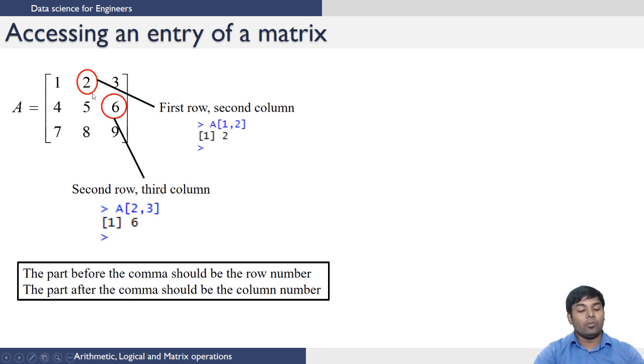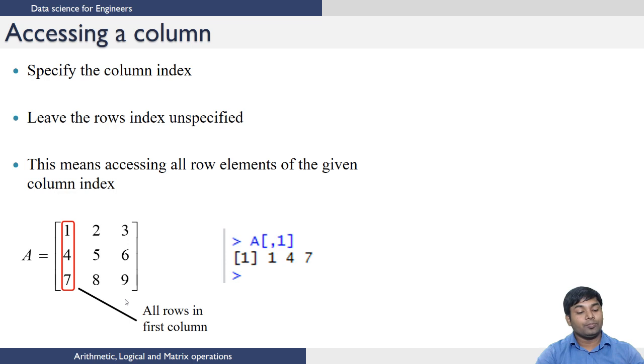That will give you the output 2. And for example, if you want to access this element 6, you have to say it is in the second row and the third column. You have to say A of 2, 3, it will give you the output 6. As we have seen earlier, the part before the comma should refer to the row number and the part after the comma should refer to the column number.